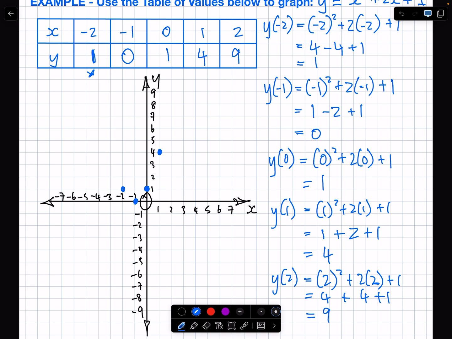So now, last dot to place. How far do I go left or right? To plot 2, 9, where do I go from here? Left or right? And how much up? 9? Good.